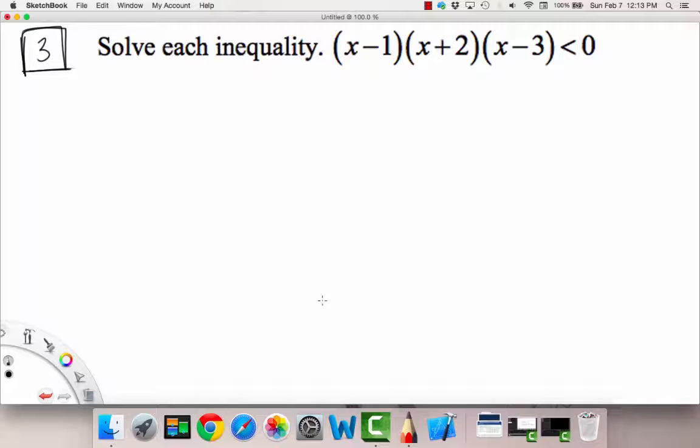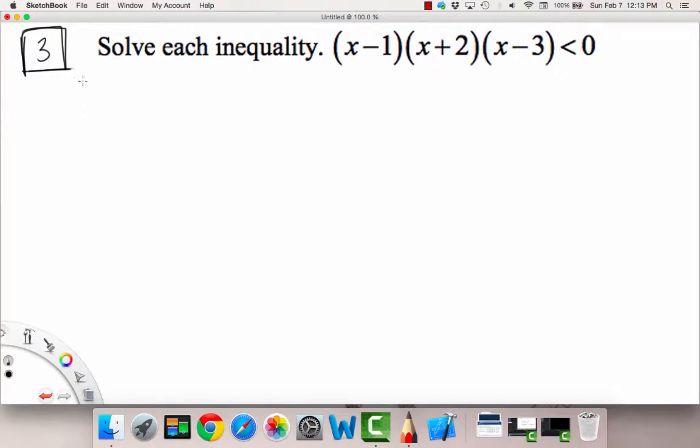Okay, number 3, we're asked to solve this inequality right here. On the left side we see some kind of factored polynomial, and then it's less than 0. So our job here is to find what are the horizontal intercepts of this polynomial, and then find on which of these intervals our function is less than 0. On which intervals is our function negative, basically.